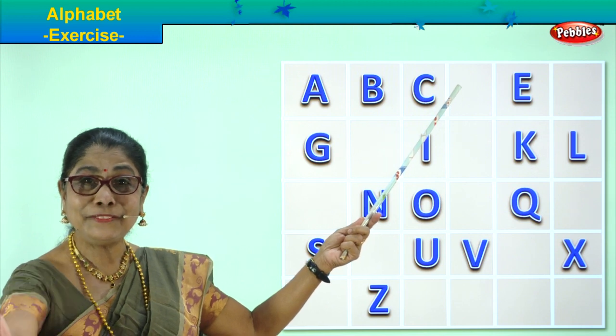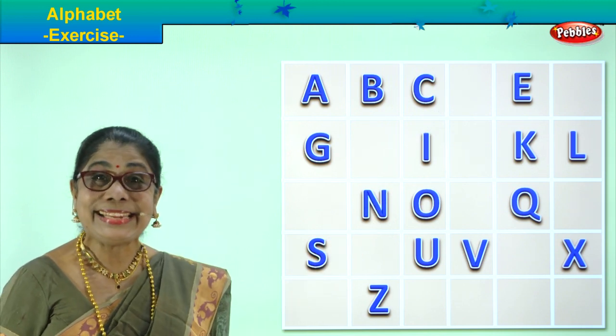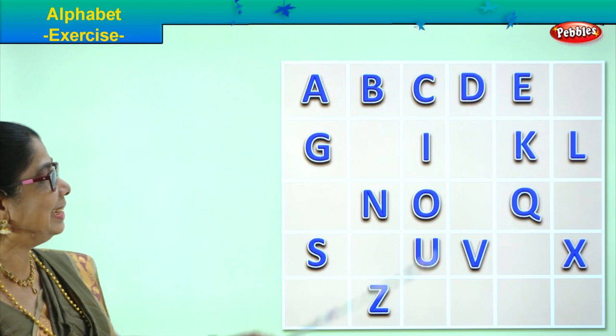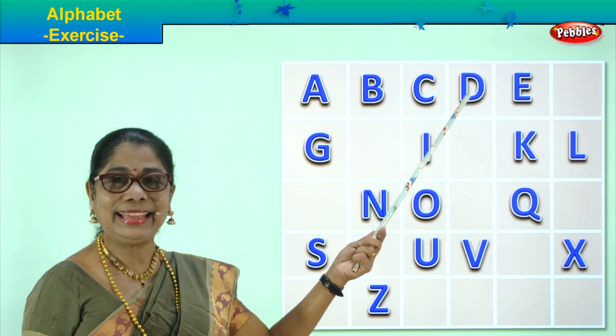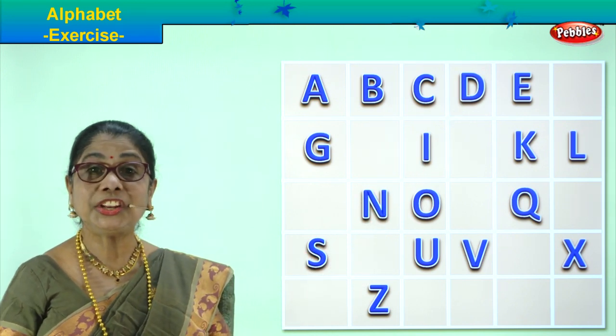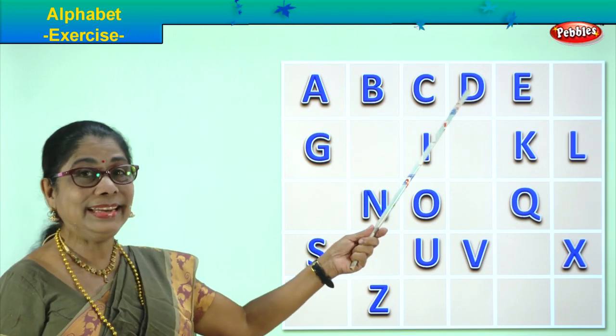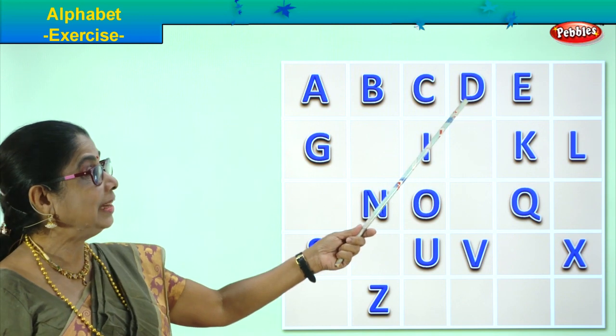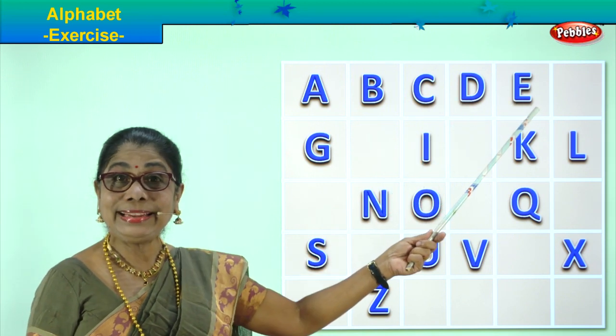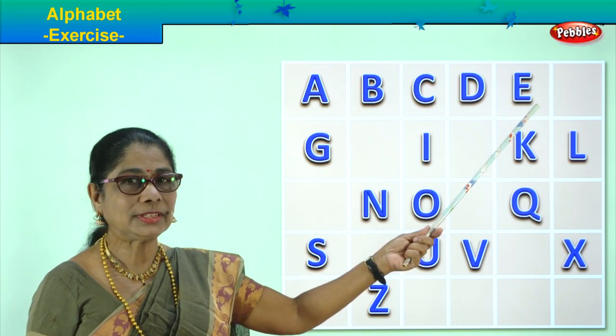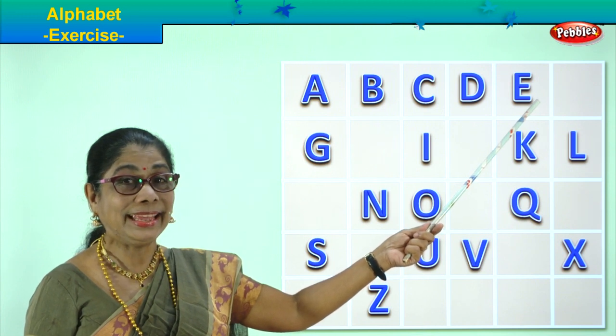Capital letter? Very good. D. Excellent. D. What's the sound of D? D. Excellent. After letter D comes letter E. What's the sound of letter E? E.